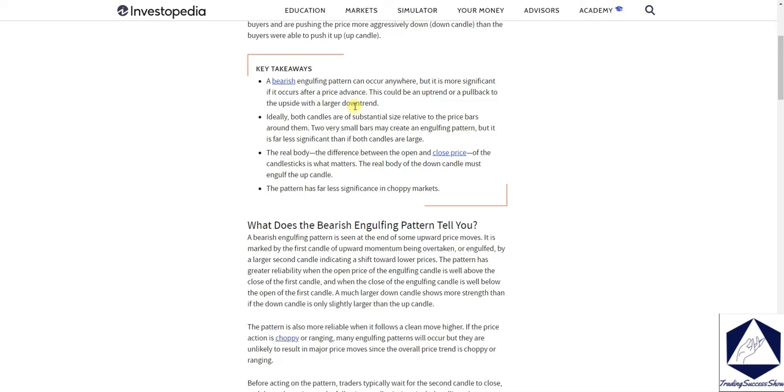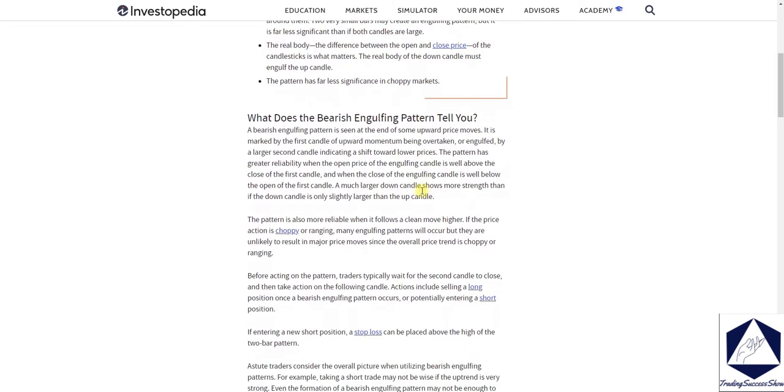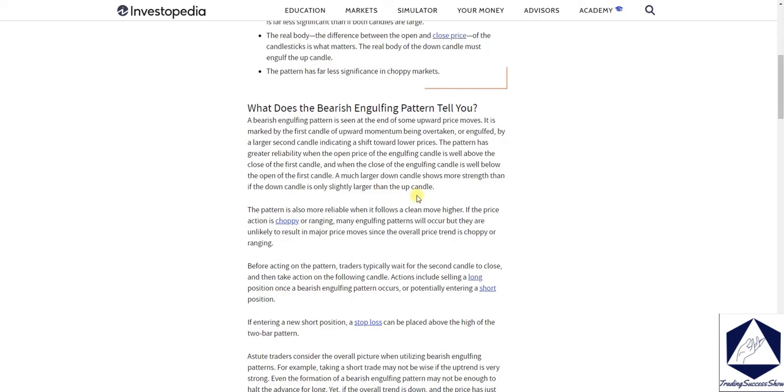This could be an uptrend or a pullback to the upside within a larger downtrend. We're going up, we're going down. Well, let's get back to it. The pattern has far less significance in a choppy market. With that being said, always look for confirmation no matter what you're doing in terms of bullish engulfing or bearish engulfing. And what does it tell?